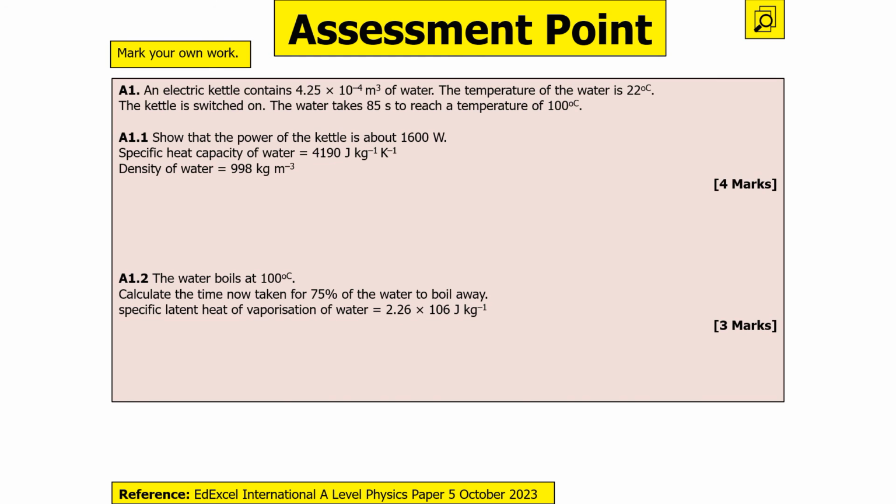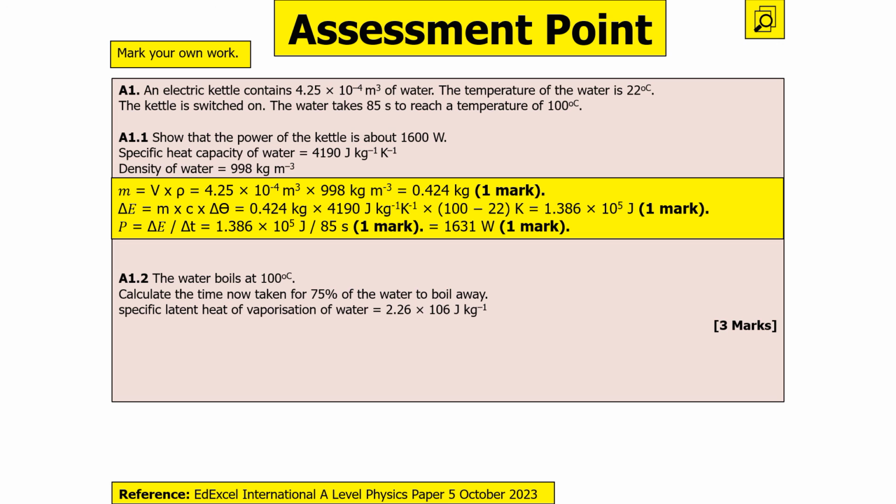Right, in this first one, we can work out the mass because we've got the density and the volume. So mass equals volume times by density, so it's 0.424 kilograms. We know that the change in energy, because it's change in temperature, is mcΔT. So therefore it's 0.424 times by 4,190 times by the change in temperature, which is going to be 78. So we get 1.386 times by 10 to the 5 joules. Power is change in energy over change in time. We know the time is 85 seconds, so it's 1,631 watts.